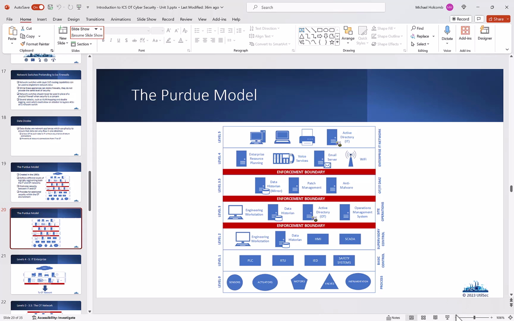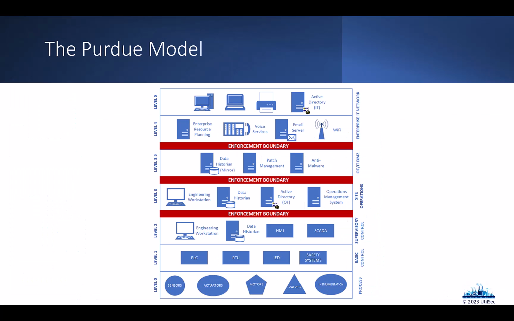We'll pull up this one. The idea is, if we're looking at the Purdue model, if we're patching, I think in IT we're just patching, it seems like all the time. And that works for IT, but in OT it's very different.